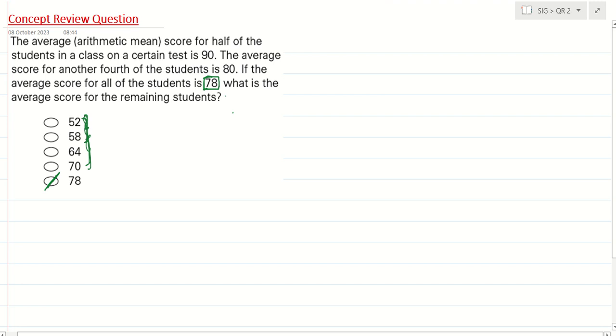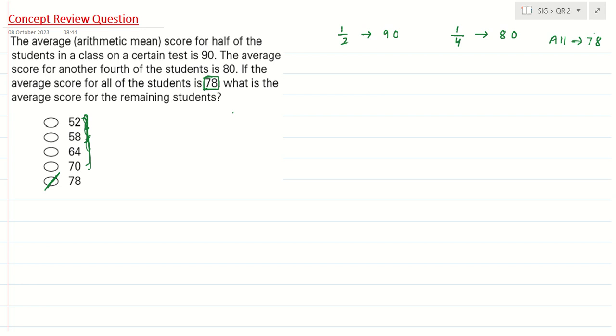Now, if you read the question, it reads: the average score of half of the students in a class on a certain test is given as 90. The average score of another one-fourth is given as 80. If the average score of all the students is given as 78, what is the average score of the remaining students? So now you tell me what is not given here. What is hidden? The number of students.